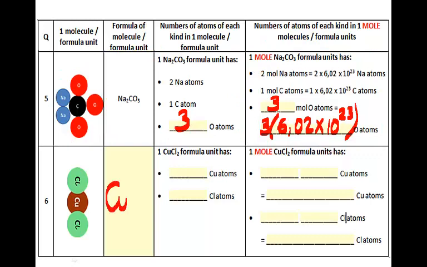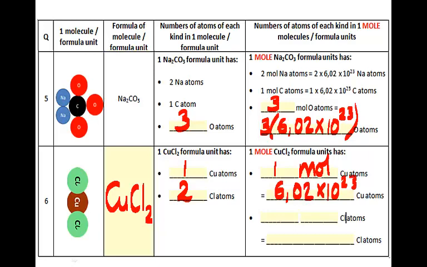Copper chloride, CuCl2. It's also ionic, so we refer to formula unit. It consists of 1 copper atom and 2 chloride ions, 2 chlorine atoms. 1 mole of copper chloride has 1 mole of copper atoms, which is 6,02 times 10 to the power 23 copper atoms. And 1 mole of copper chloride consists of 2 mole of chlorine atoms, not 2 chlorine atoms, 2 moles of chlorine atoms, which is 2 groups of 6,02 times 10 to the power 23 chlorine atoms.